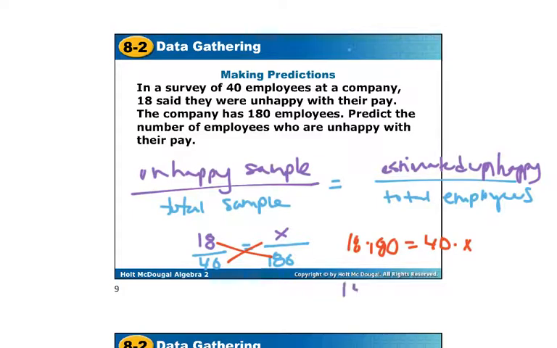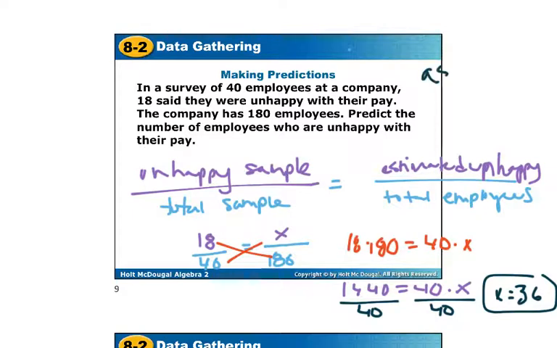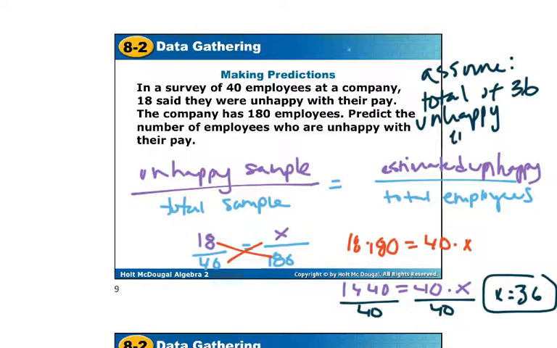So 1,440 is going to equal 40 times x. Divide by 40, and we get an x of 36. So we are going to assume or predict that there are a total of 36 unhappy employees.